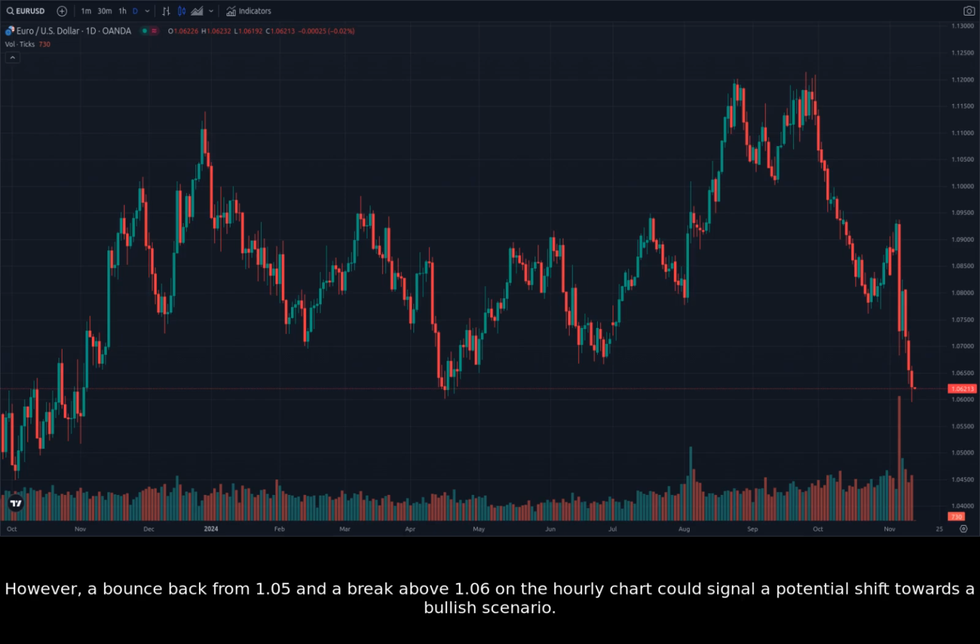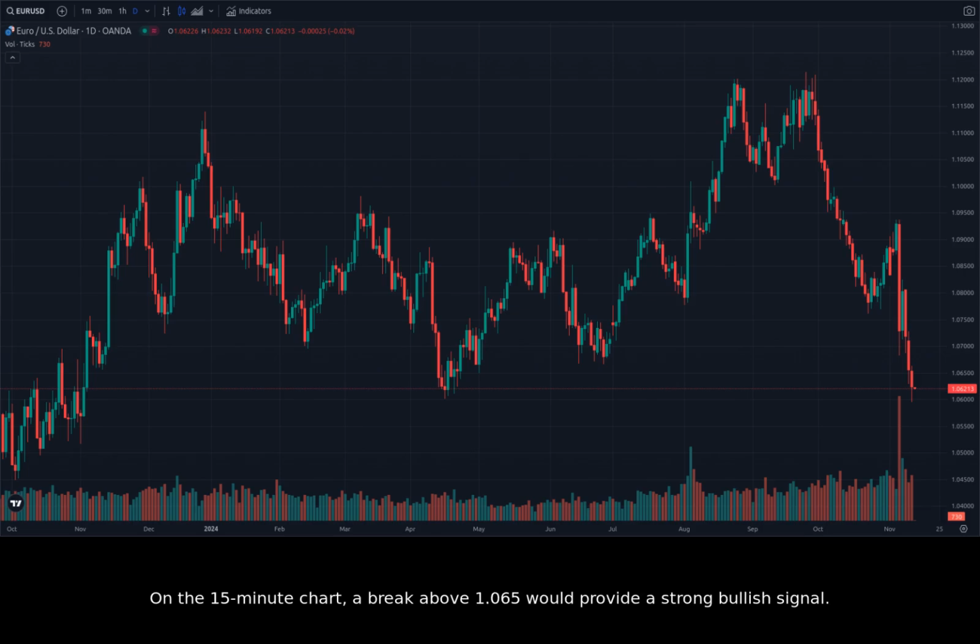However, a bounce back from 1.05 and a break above 1.06 on the hourly chart could signal a potential shift towards a bullish scenario. On the 15-minute chart, a break above 1.065 would provide a strong bullish signal. It's important to remember that the market is constantly evolving and the situation can change quickly. Therefore, it's crucial to stay informed about the latest news and events and monitor the price action closely. The key takeaway is that the EURUSD is currently at a crossroads with both bullish and bearish signals present.